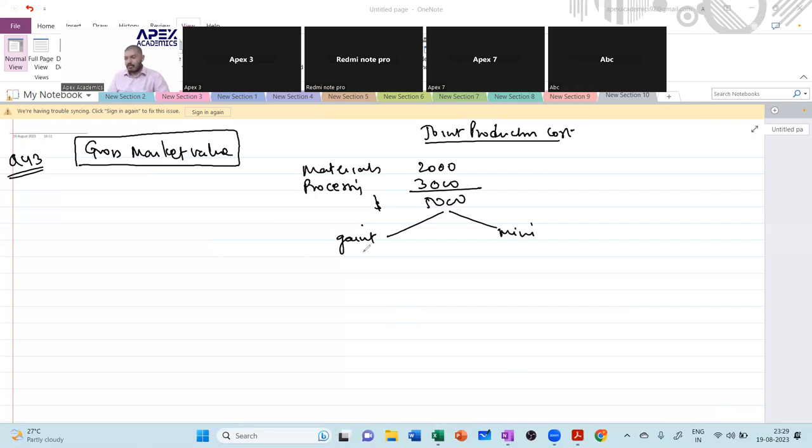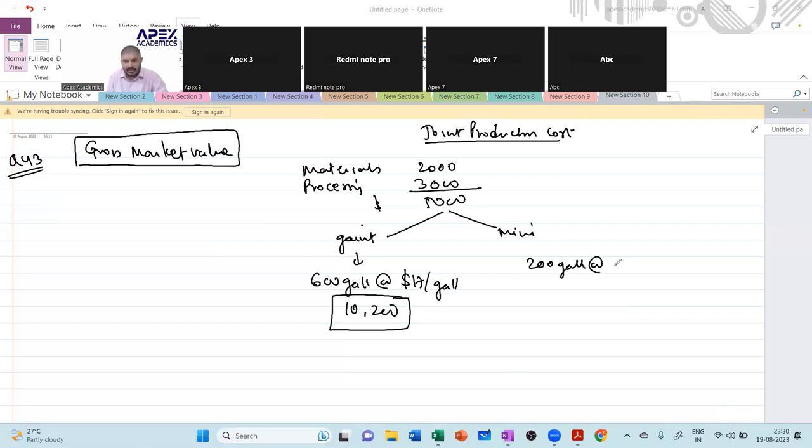Now, gross market value, what are we looking at? We are looking at 600 galleons at the rate of $17 per galleon, so 10,200 over here. And mini, we are looking at 200 galleons at the rate of 4 per galleon, so $800 over here. Now we are looking at a ratio of 10,200 is to 800. 600 multiplied by 17 is 10,200.